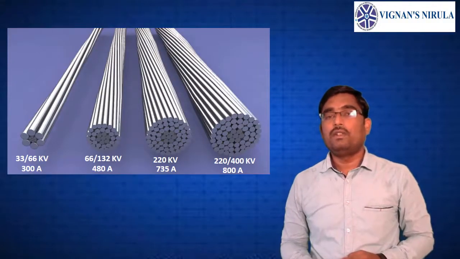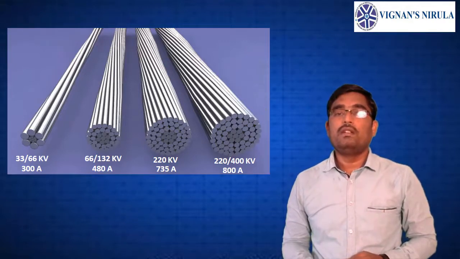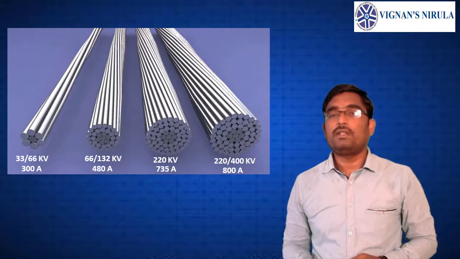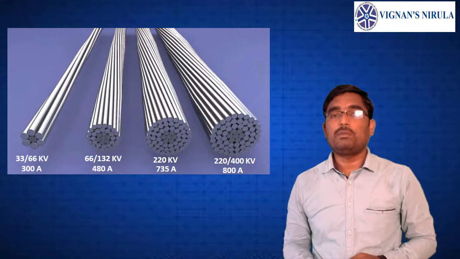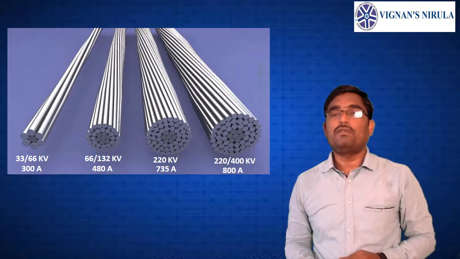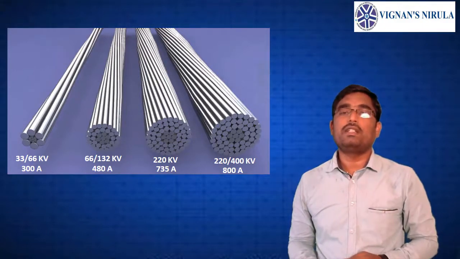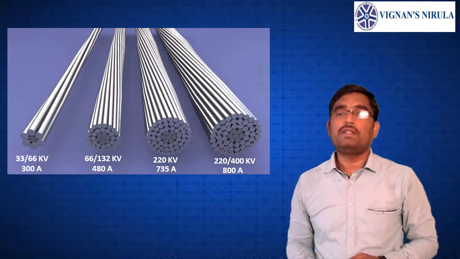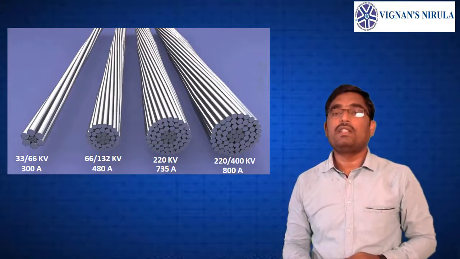So, we can see different conductor sizes for different voltage and current ratings in this picture. Here, it is for 300 amperes of rating, 33 by 66 kV. These are the types of transmission lines that can be used, and this is the size of the conductor which can be used for 480 amperes, voltage ranging 66 by 132 kV, and for 220 kV, say 735 amperes, this is the size of the conductor that can be used, and for 800 amperes, this is the size of the conductor that can be used. You can see the physical variation between the size of the conductors for different current ratings.